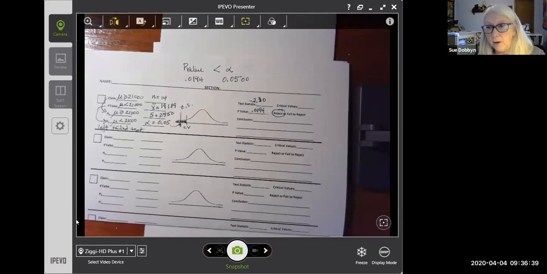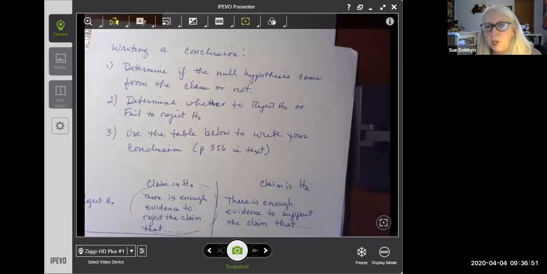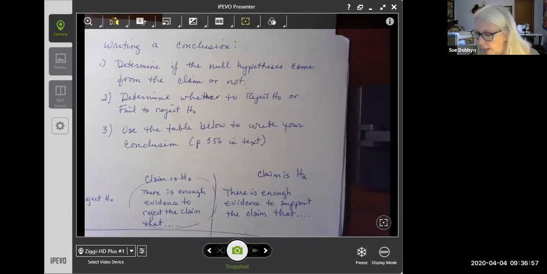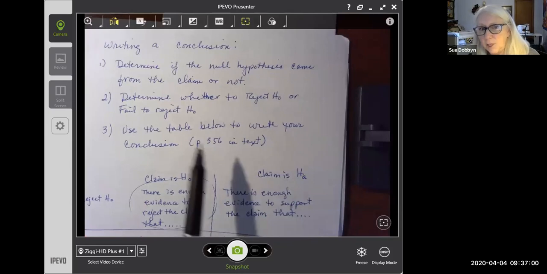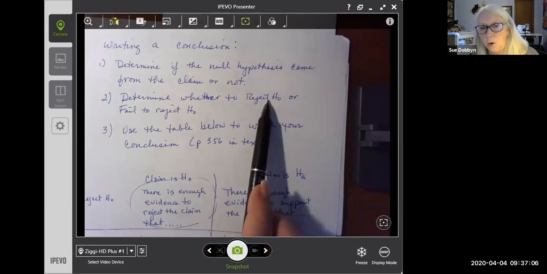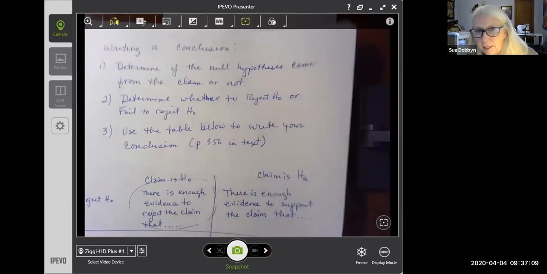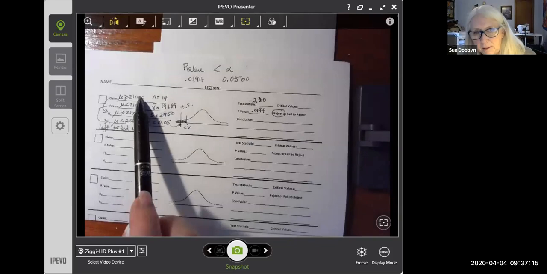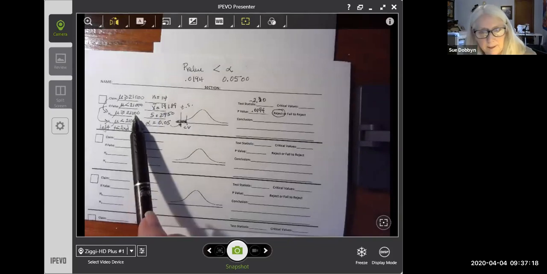Okay. So we now know that our decision is to reject the null hypothesis, and what we have to do is write our conclusion statement. Now here's the thing about writing the conclusion statement. You have to know whether or not the null hypothesis came from the claim or the alternative, and you have to know whether or not you rejected the null hypothesis, okay? So here in this problem, the claim became the null hypothesis. Do you see that? And we rejected the null hypothesis.